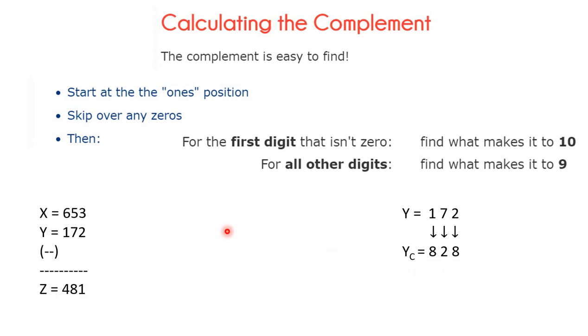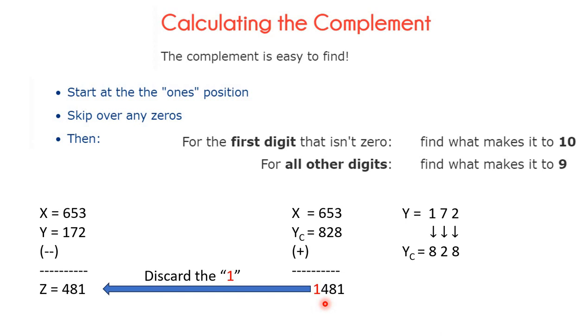So in this example, we have taken x equal to 653 and y say 172, whose complement we have derived, and subtracting gives the result 481. Fine. But we are demanding that we add the complement to x. That means 653 and 828 are added to give, obviously, a greater number. But then the third step is to discard the 1 from the left. So if I just drop it, 1481 gives you just the right result, 481, right?